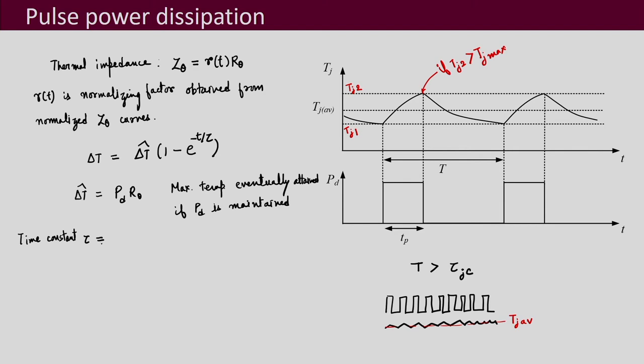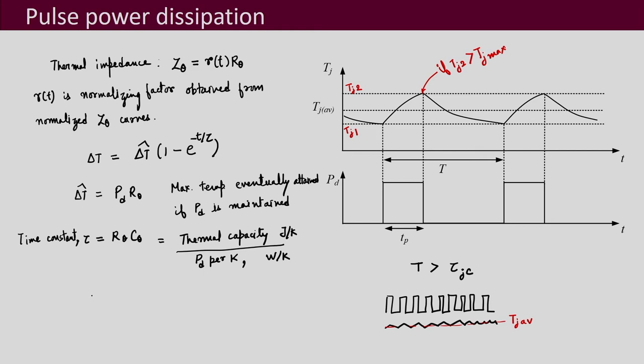tau is given as equal to R theta into C theta, where C theta is the thermal capacity, which can be written as joules per Kelvin divided by your PD per Kelvin, which is your watts per Kelvin.